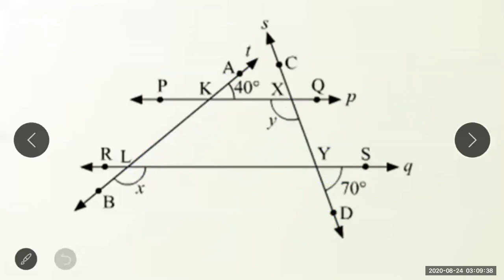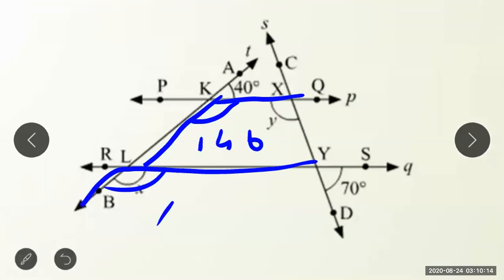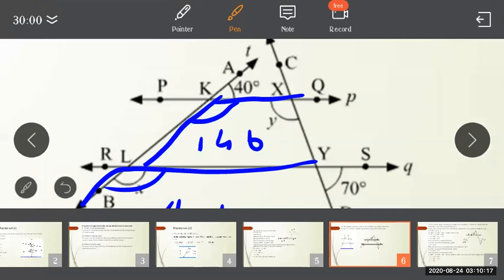We found angle XKL, and this is 140 degrees. Next, what is the corresponding angle to XKL? The corresponding angle to XKL is YLB. If XKL is 140 degrees, then YLB will also be 140 degrees.